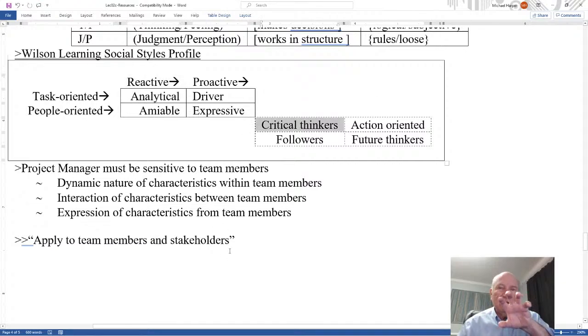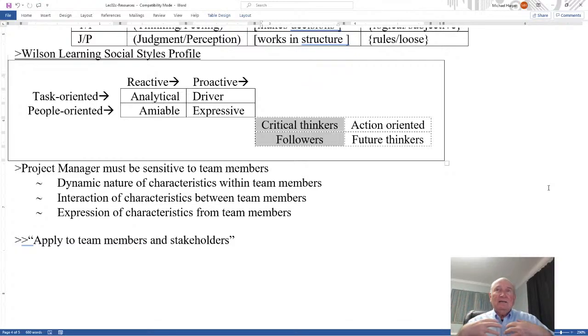Well, another way to say analytical, driver, amiable, expressive, which I like, is reactive, task-oriented, critical thinkers. They can think, analyze things in detail. And some of you might say, hey, I kind of fall in one of these 4 categories. Reactive, people-oriented is more followers. Okay, critical thinkers or followers, we need both. We can't have too many chiefs, not enough Indians. We need to have followers.